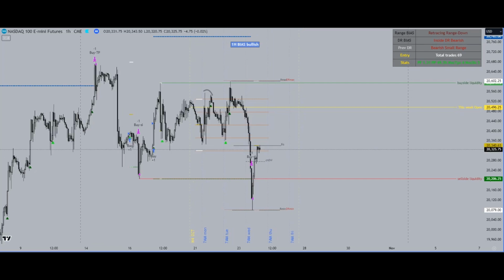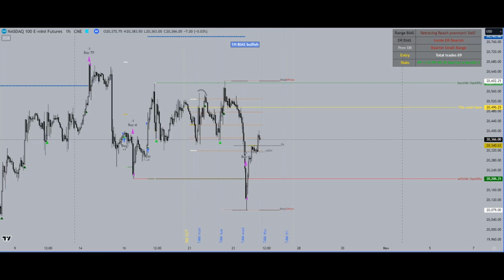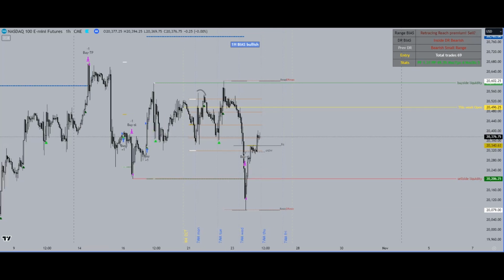It quickly returned to the dealing range in orange. If we were to continue lower, it should respect this lower portion. 1 hour is now bearish, as you can see in the Rook Algo.